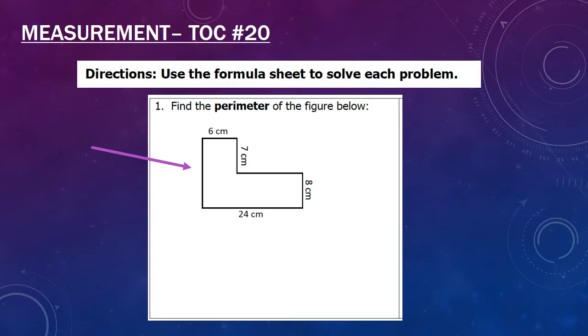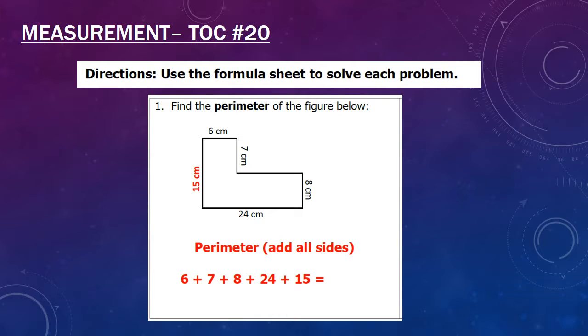And if you look on the right, you had 7 centimeters going down and then 8 centimeters going down. And if I add those 2 together, I would get 15 centimeters. So I know that that side has to be 15 centimeters based on the other measurements that are given. Now that I have that, I can just add up all the sides.